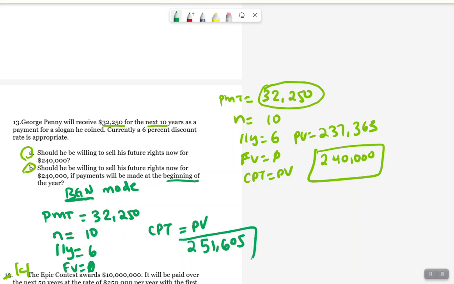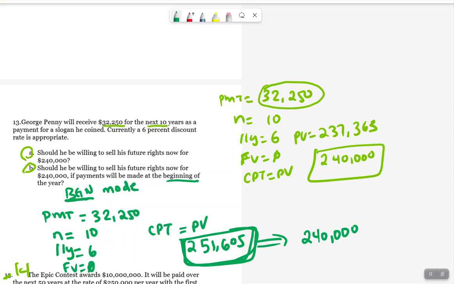251,605. So this is what you will receive if you put it in the agreement that you want the payments at the beginning of the year. If that's the case, that'll be 251,605. And what they're paying you now is 240,000. So it is worth it for us to ask them to give us the payments.